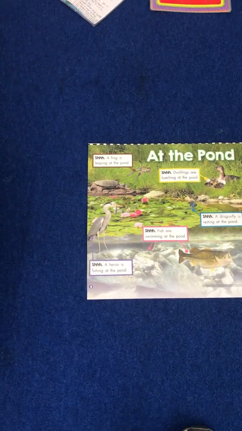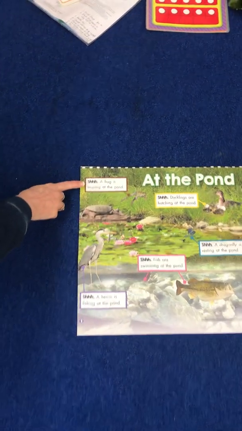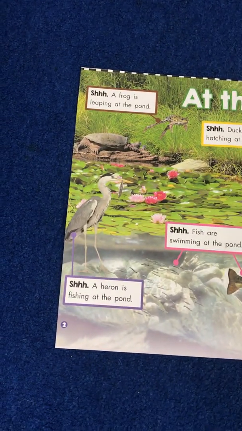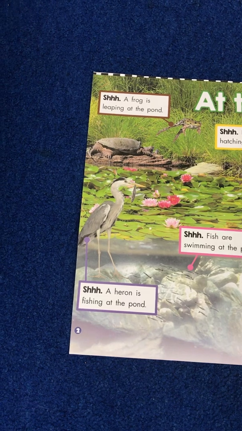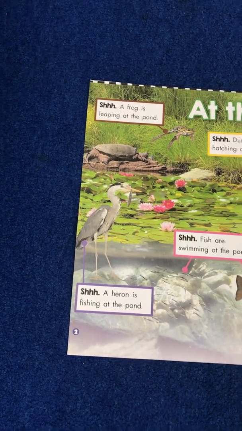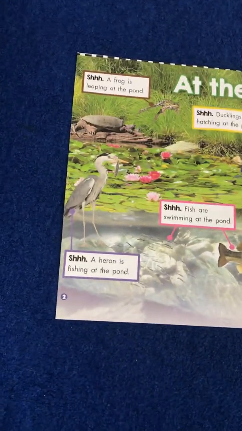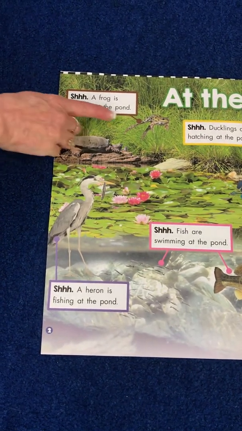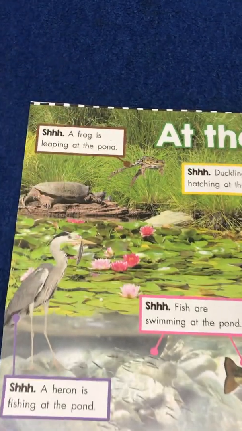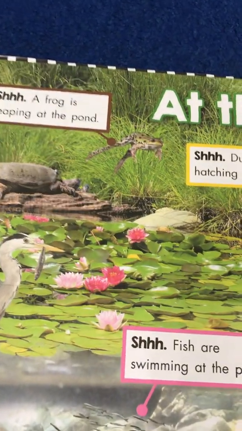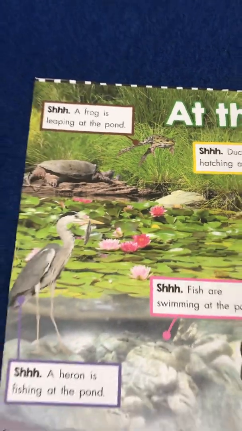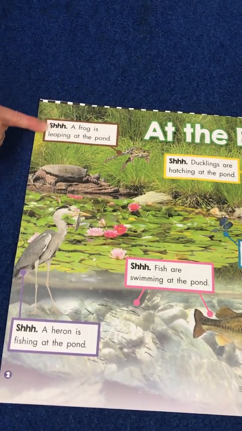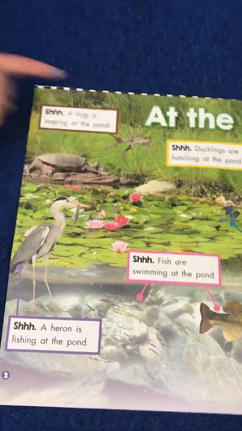Okay. It says, shh, a frog is leaping in the pond. If we were going to go to the pond together, boys and girls, we would tiptoe. If we want to see the animals, we have to be really quiet so they don't get scared and run away. Can you find the frog? There he is, leaping. I think he's going to jump right in the water. This is called the label, or tells us about that picture.